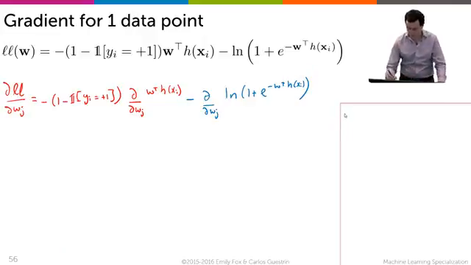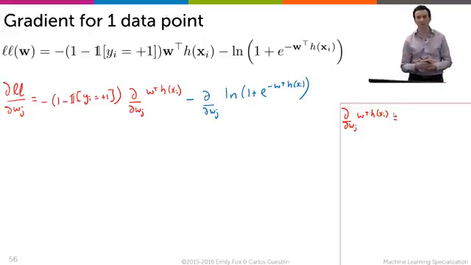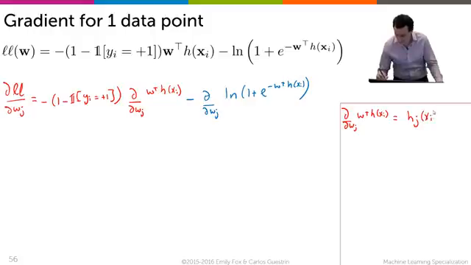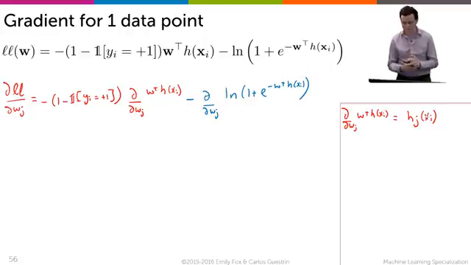So let's take that first term. What is the partial derivative with respect to wj of w transpose h of xi? What is that equal to? Well, that w transpose h is really the sum of every possible term, every possible feature of the coefficient times the feature. Most of the terms don't depend on wj. There's only one term that depends on wj, and that's exactly hj. So that derivative is just going to be hj of xi. I'm not doing that very explicitly, but you can convince yourselves at home.